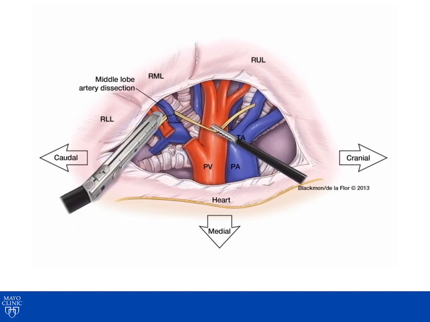Once the bronchus has been divided, you can encircle, staple, and divide the right middle lobe pulmonary artery. Once that vessel branch has been divided, all you have to do is to dissect the fissure and staple and divide the fissure, completing a right middle lobectomy. Once the right middle lobectomy has been performed, you can place the right middle lobe into an endocatch bag and remove it through the utility port.